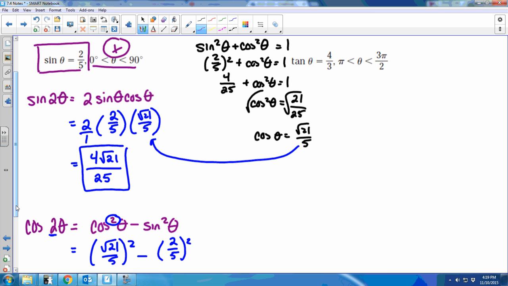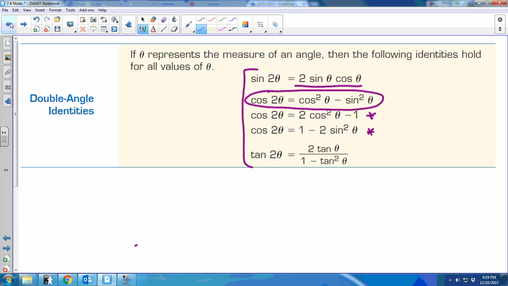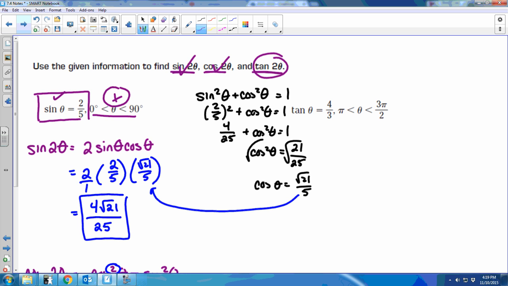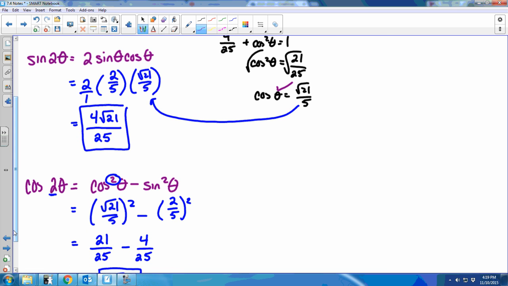Now, tangent 2 theta says 2 tangent theta over 1 minus tangent squared theta. Now, you could do this the long way. And you have sine, and you have cosine, and you could do sine divided by cosine, and you could find tangent, and then you could plug it into the identity. That would work. But here's a shortcut since we already have sine 2 theta and cosine 2 theta.